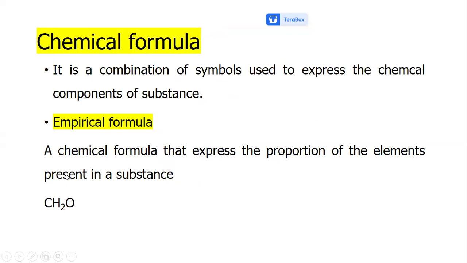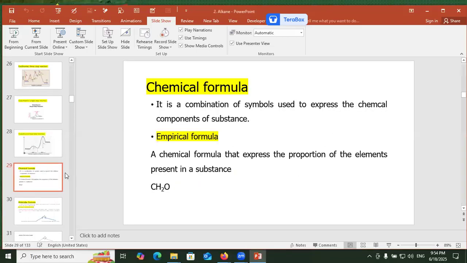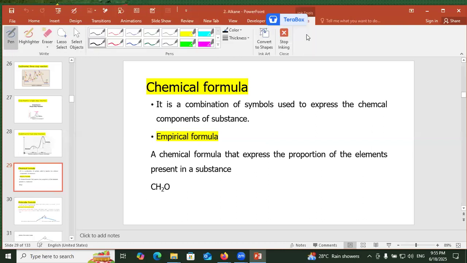Chemical formula: it is the combination of symbols used to express the chemical components of a substance. For example, the molecular formula of glucose is C6H12O6. The empirical formula is CS2, that is the chemical formula that expresses the proportion of elements present in the substance.